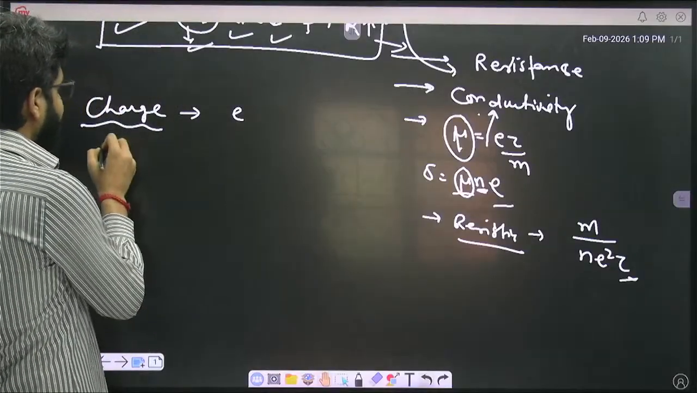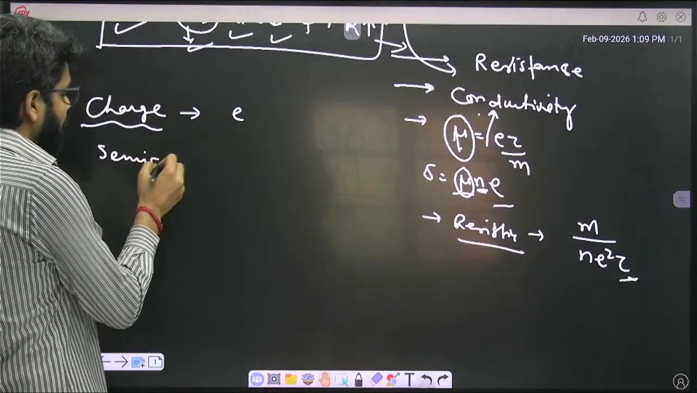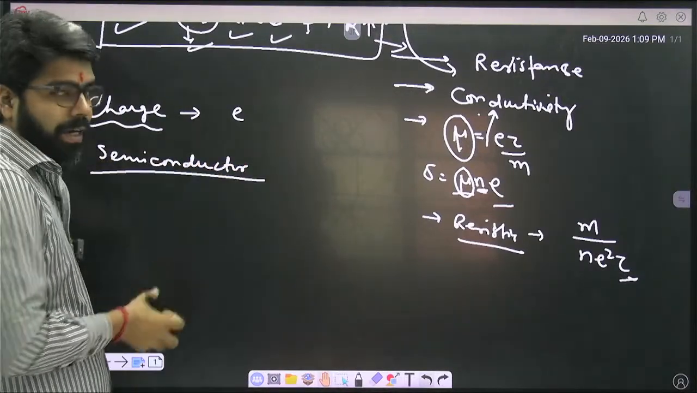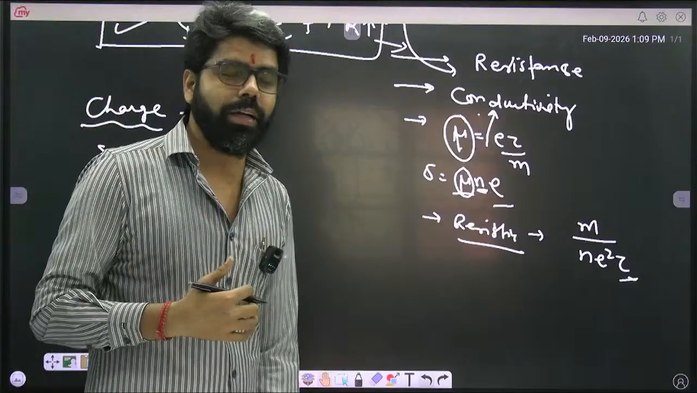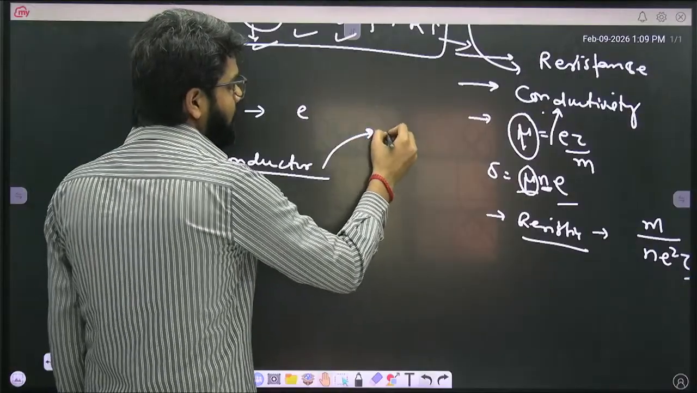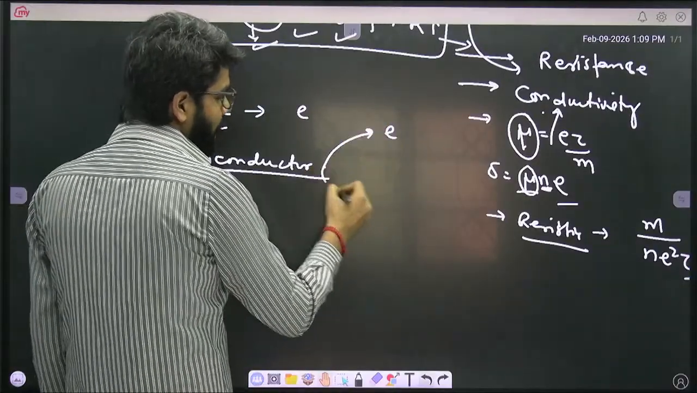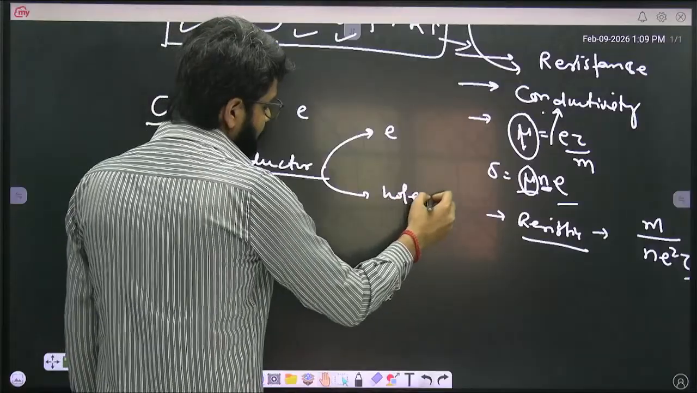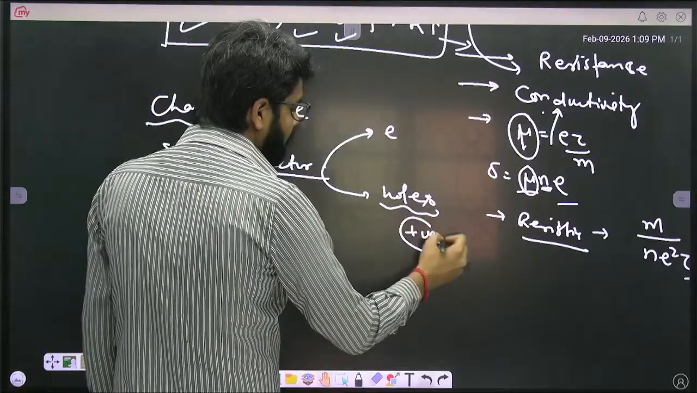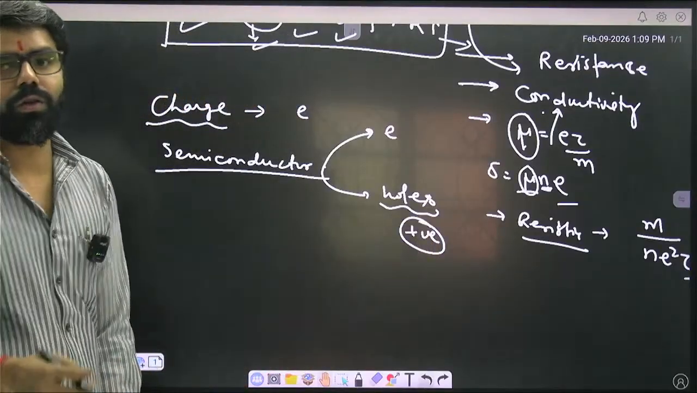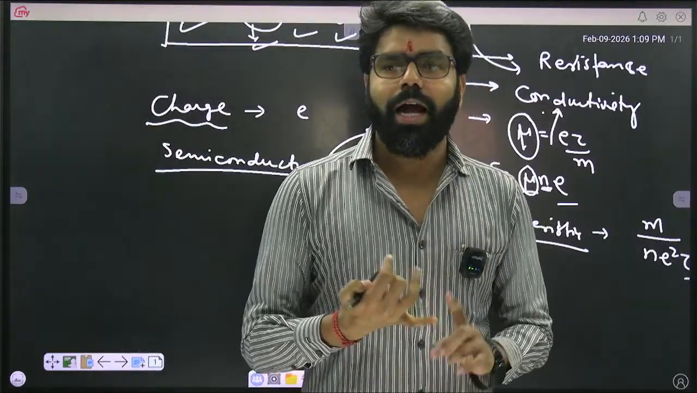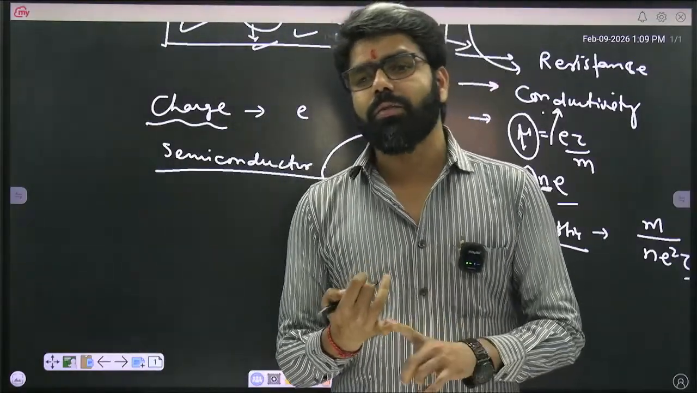But in a semiconductor, the conductivity lies somewhere between the metals and the insulators. So in a semiconductor we have two types of charges. One is the electron, the free electron, and then there are holes. So a hole is equivalent to a positive charge, which is a vacant place. What is a hole? The hole is a vacant place left by the electron, and it has a charge equal to the electron but positive.